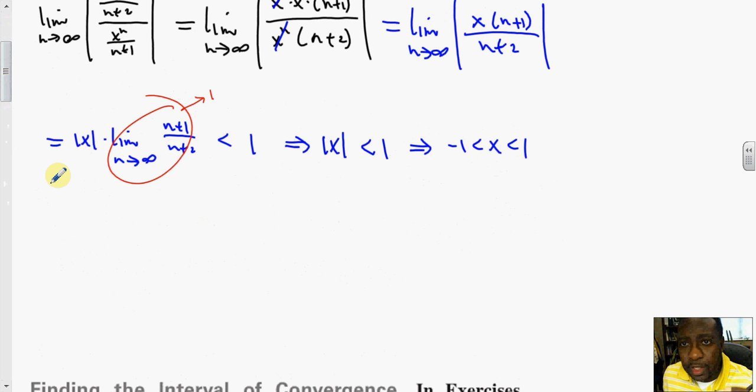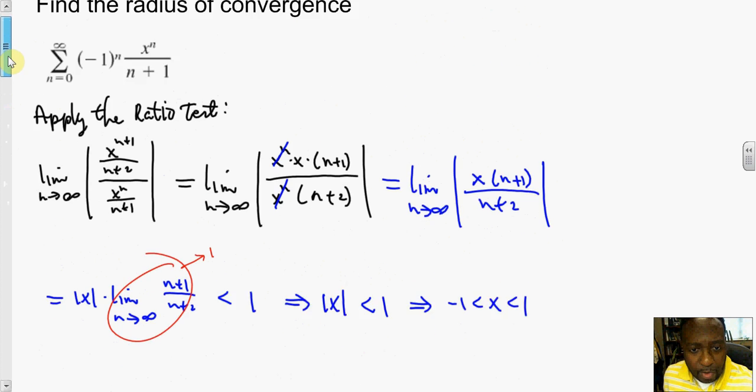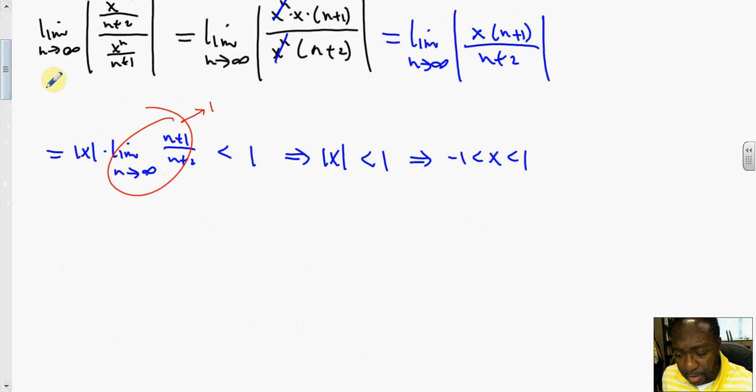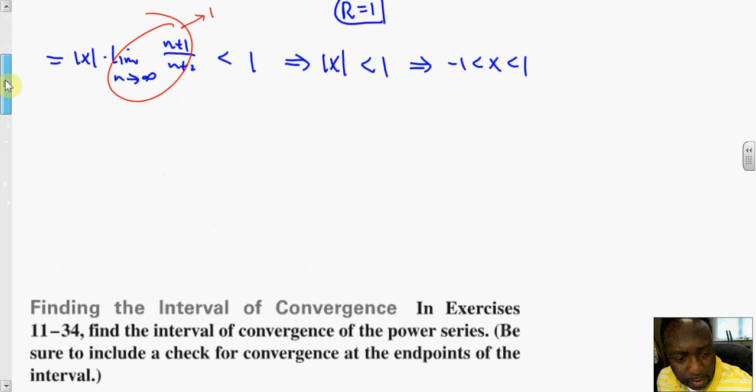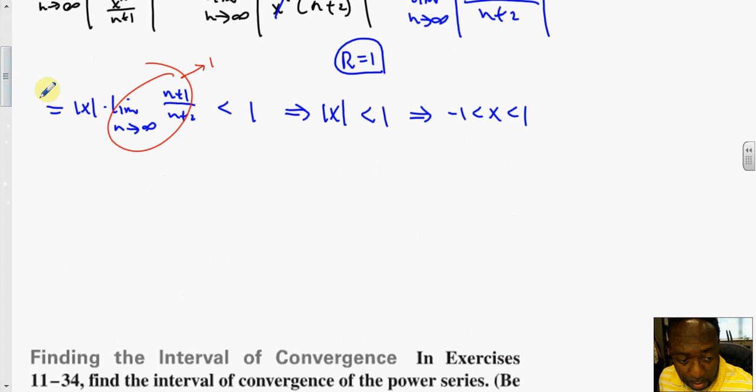Here they only wanted us to find the radius of convergence, and so the radius, this r, is equal to 1. I'm going to go a step further and just find the endpoints. We need to do that for the next problems, but it's always good to get a feel for it even now.